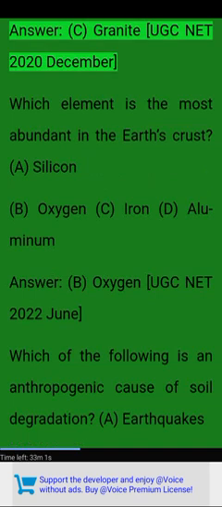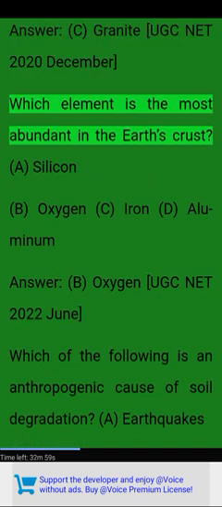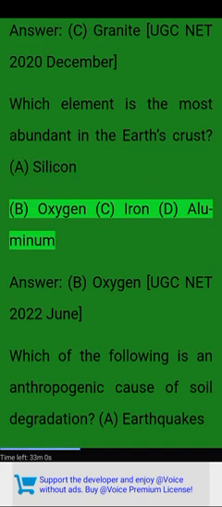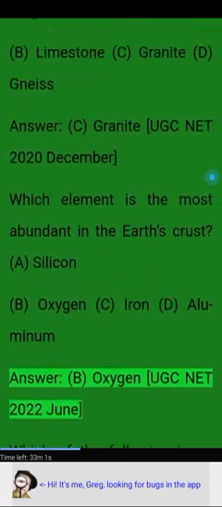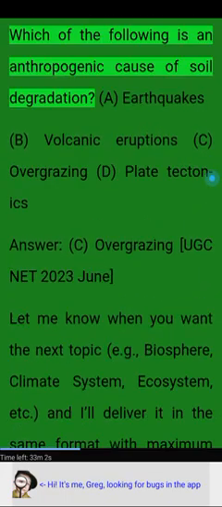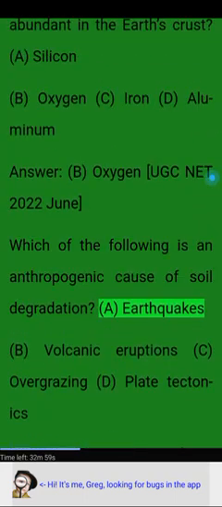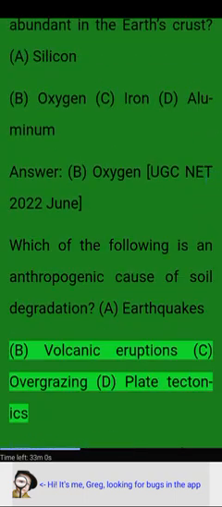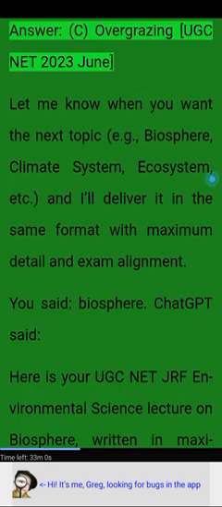UGC-NET 2020 December. Which element is the most abundant in the Earth's crust? A. Silicon. B. Oxygen. C. Iron. D. Aluminum. Answer. B. Oxygen. UGC-NET 2022 June. Which of the following is an anthropogenic cause of soil degradation? A. Earthquakes. B. Volcanic eruptions. C. Overgrazing. D. Plate tectonics. Answer. C. Overgrazing. UGC-NET 2023 June.